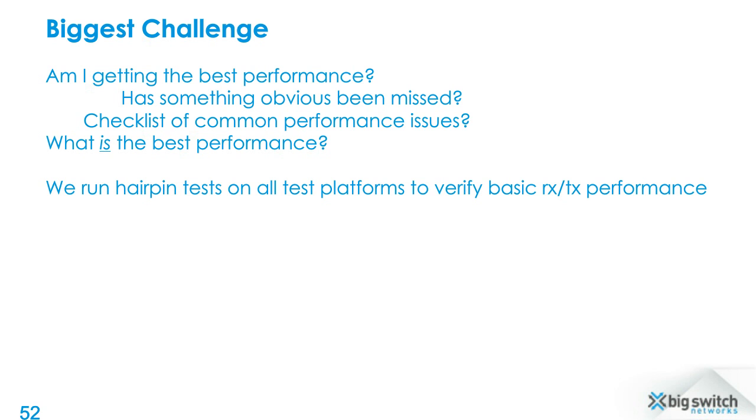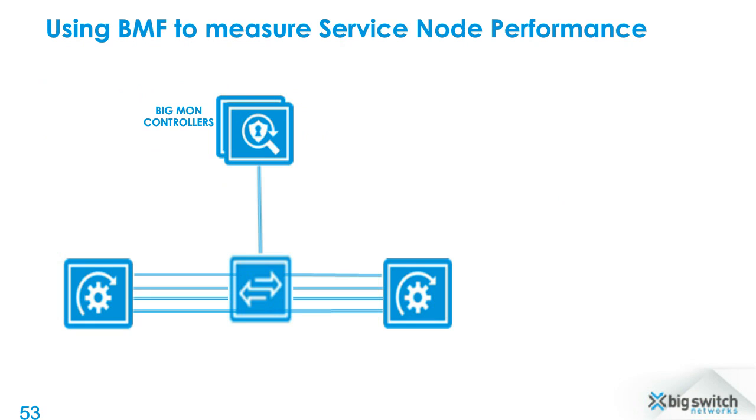But at the same time, I also want to talk about a different strategy that we use for validating the performance of the service node, and it uses BMF itself. This will go pretty quick, but it's sort of interesting. Imagine that you have a controller, and you have a switch, and you have all these APIs available to you. On the left-hand side, you have a service node that is generating traffic, and on the right side, you have a service node that's going to receive traffic.